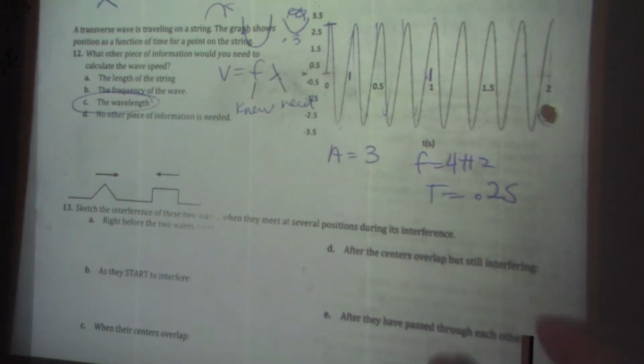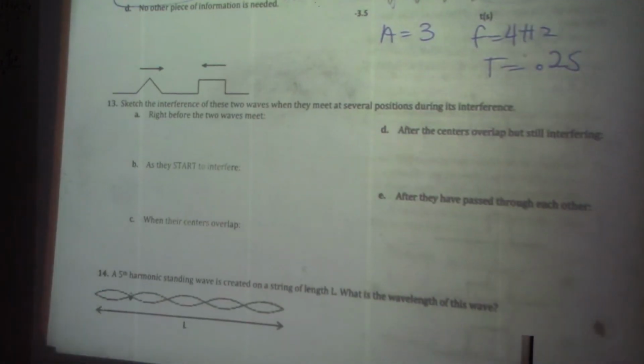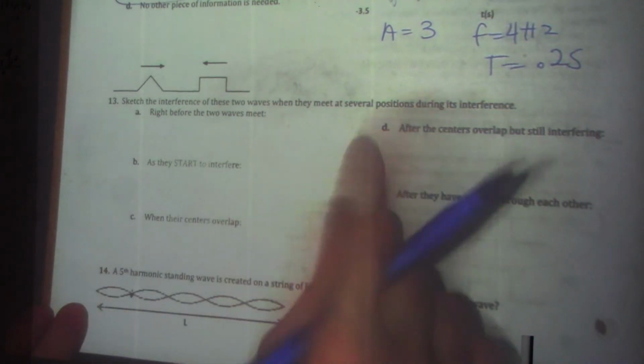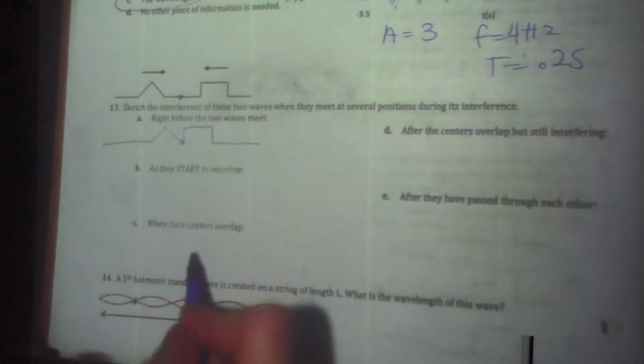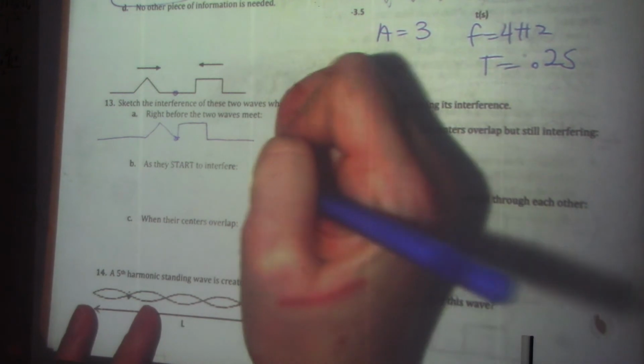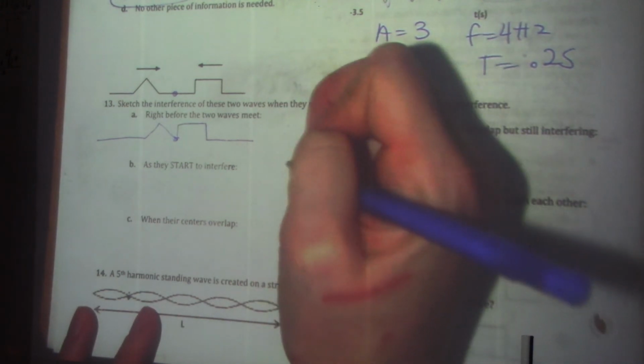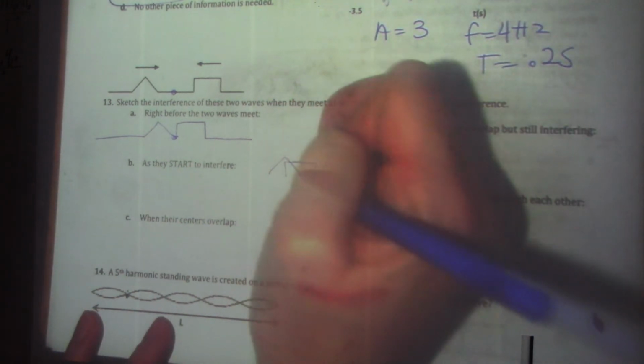Sketching the interference of these two waves when they meet at several different positions, so right before they meet. So let's call this point P. Then at point P right here, you would have this box and this triangle. Looks like they're the same width, so as they start to interfere, not when their centers overlap, just at the beginning, I have the box and then I have the triangle like this, and they're the same amplitude, so I'll fix that.